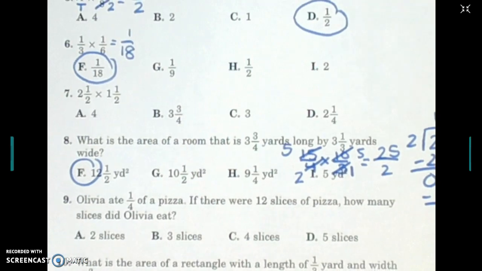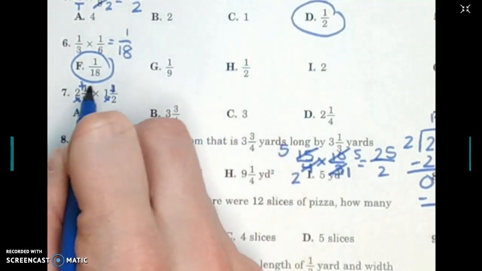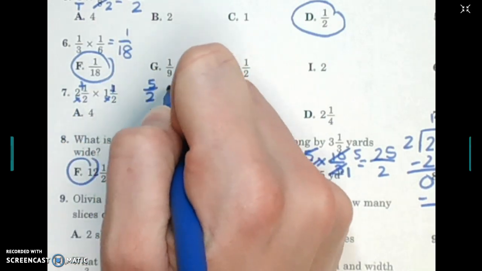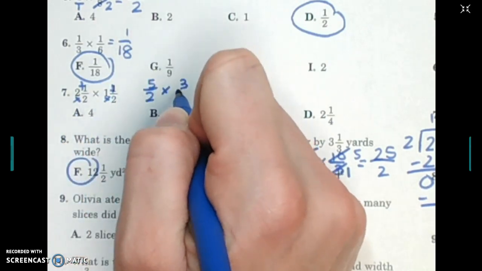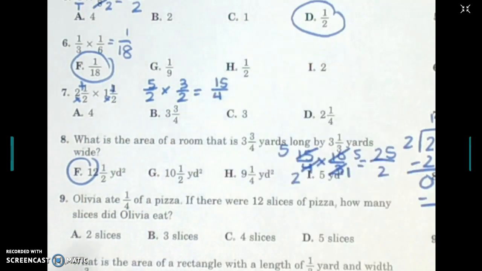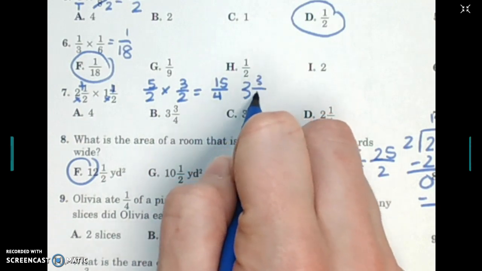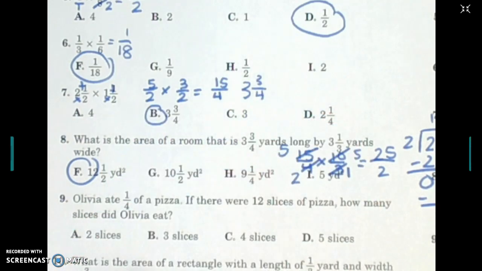Let's go back up and do number 7. Sorry about that. First, we're going to change those mixed numbers into improper fractions. So 4 5 over 2 times 3 over 2. So we get 15 over 4. 4 goes in there 3 times. There's 3 left over, and our denominator is 4. If you can't do that in your head, make sure you're dividing.